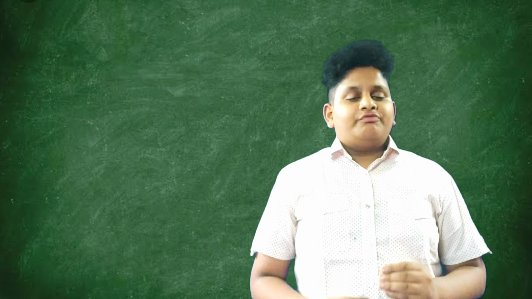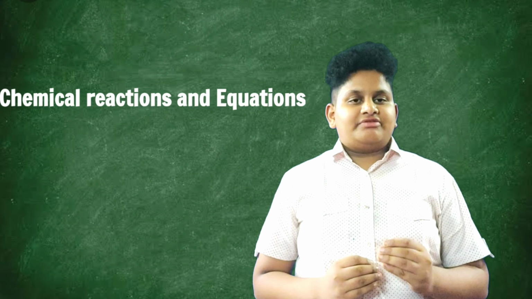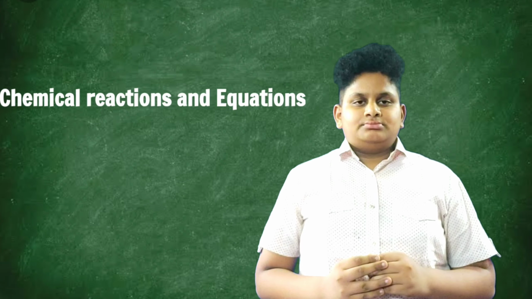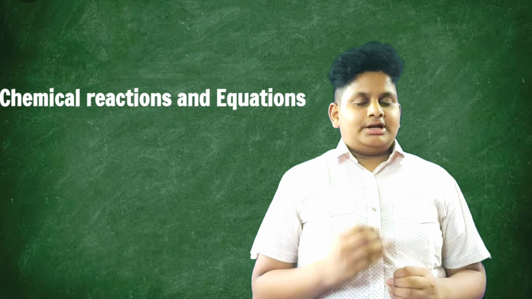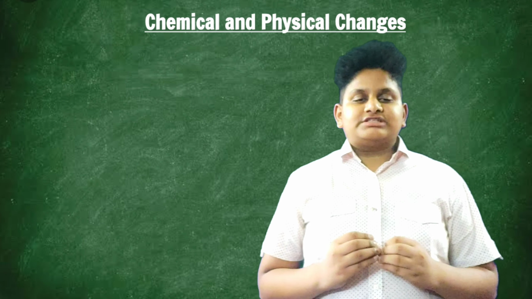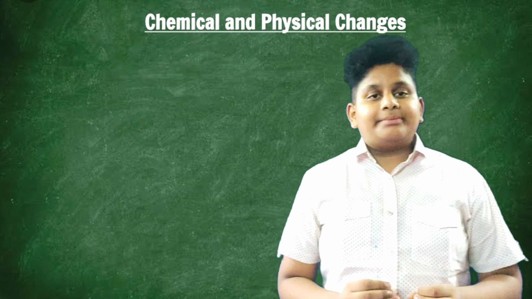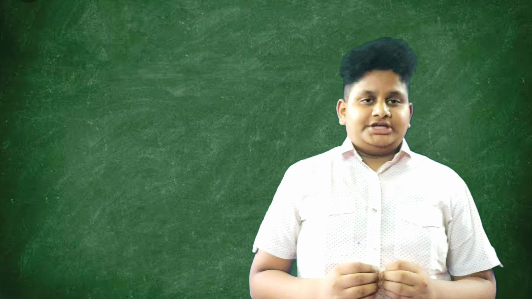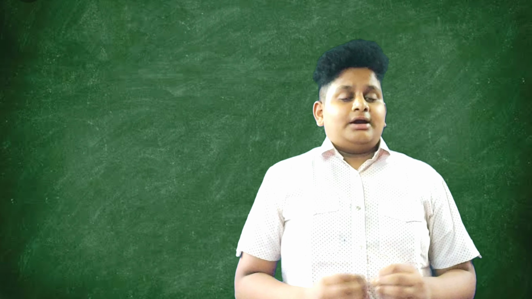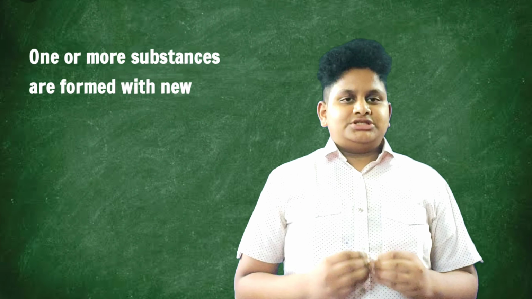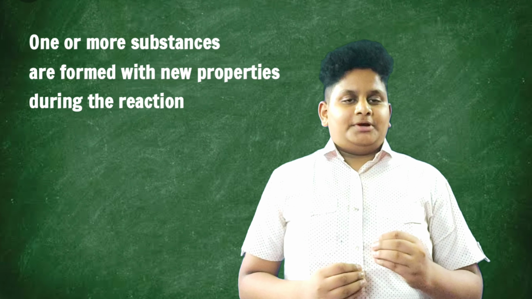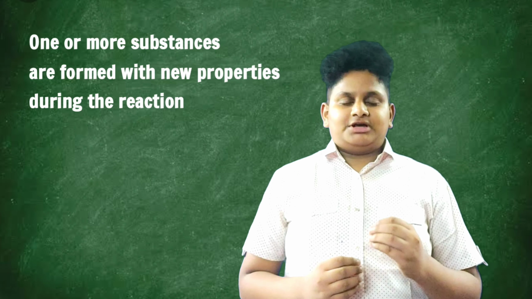Today in this video we are going to learn about chemical equations and reactions. Mainly, now let us learn about chemical changes and physical changes. What is a chemical change? A chemical change is one in which one or more new substances are formed with new properties. Then it is known as a chemical change.